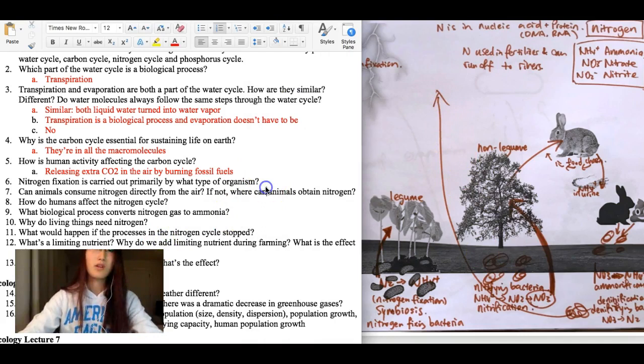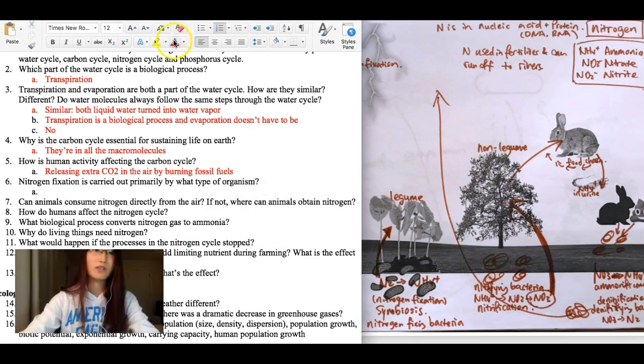Okay? So let's take a look at the questions that we can focus on. Nitrogen fixation is carried out primarily by what type of organism? What is it? Bacteria. Or if you want to be extra fancy, you can call it nitrogen fixing bacteria.